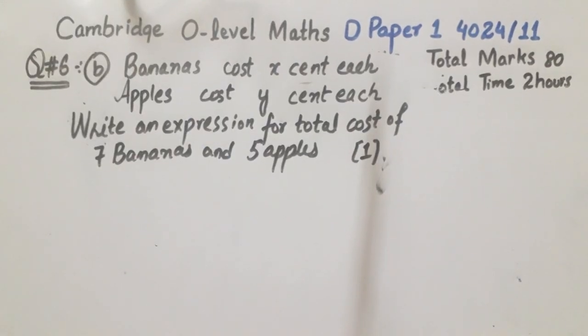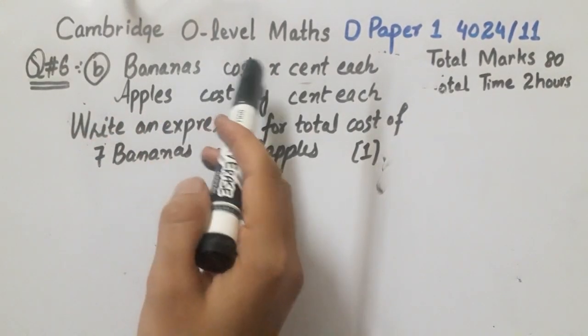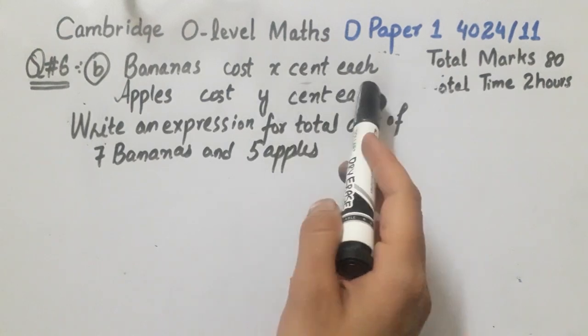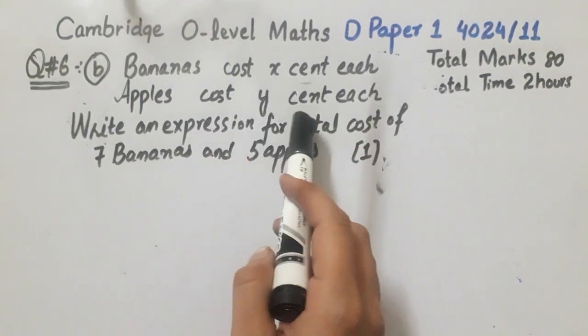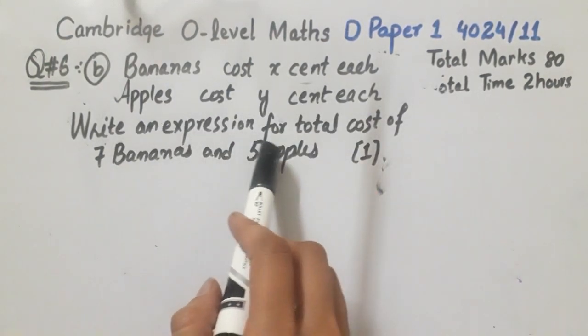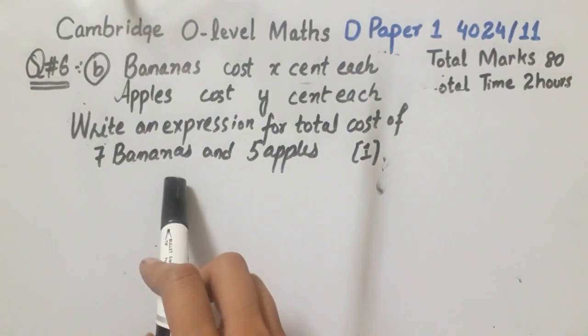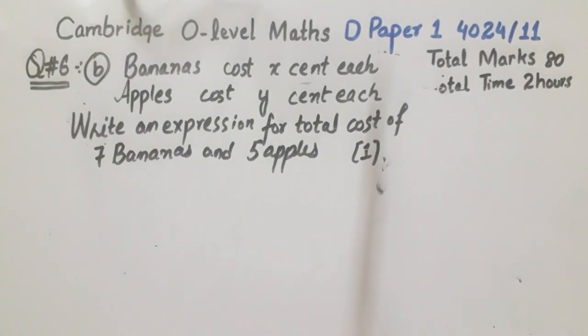Now the B part of question number 6 is: bananas cost x cent each and apples cost y cent each. Write an expression for the total cost of 7 bananas and 5 apples. And this question contains just 1 mark. So we will solve this question.